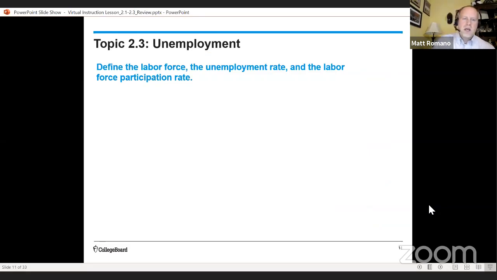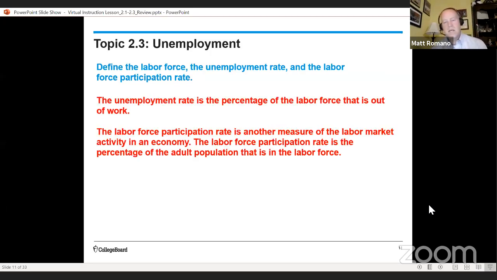And the first part of topic 2.3 says we need to define the labor force, define the unemployment rate, and the labor force participation rate. Let's look at it in the context of your AP macro curriculum first, and then we'll get into it in a little more detail and talk about the reality some. So the unemployment rate's the percentage of the labor force that's out of work. I really like to hit that definition really hard. And in my class, we talk about it for a while because, again, this is a misperception.